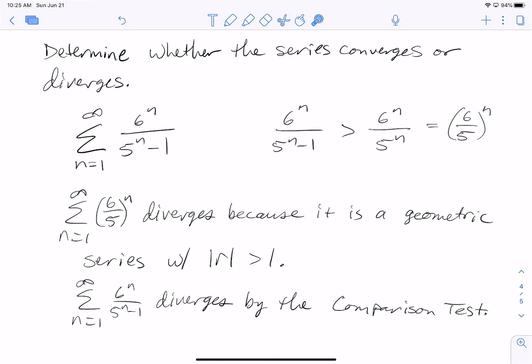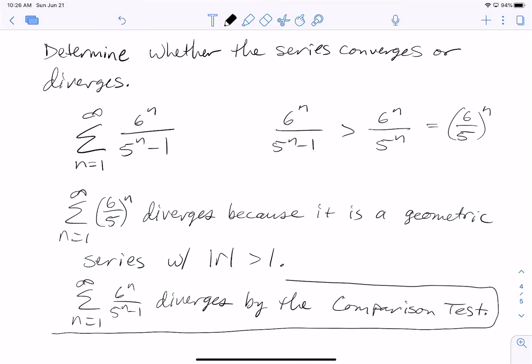As it turns out, we now have a series that is larger than a divergent series, and we know that the sum as n goes from 1 to infinity of (6/5) to the n diverges because it's a geometric series with the absolute value of r, the ratio, greater than 1. Therefore, our original series, the sum as n goes from 1 to infinity of 6 to the n over 5 to the n minus 1, diverges by the comparison test.